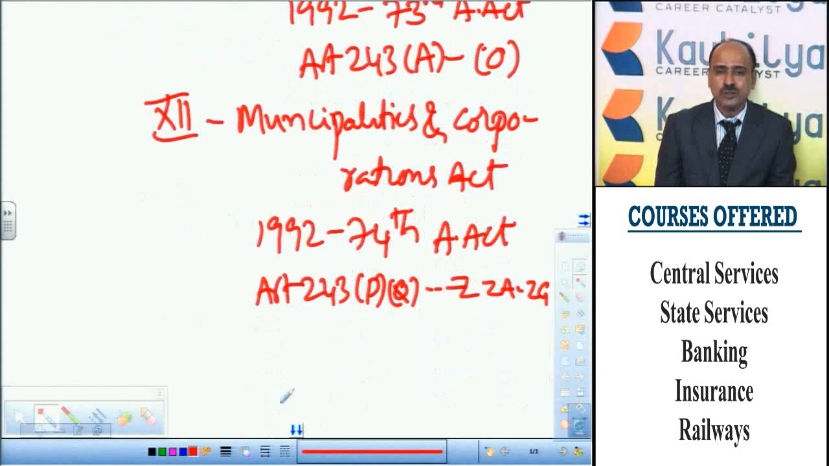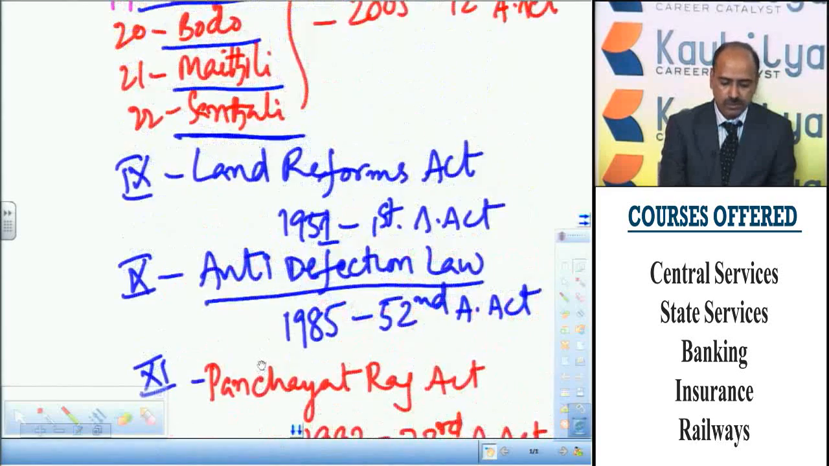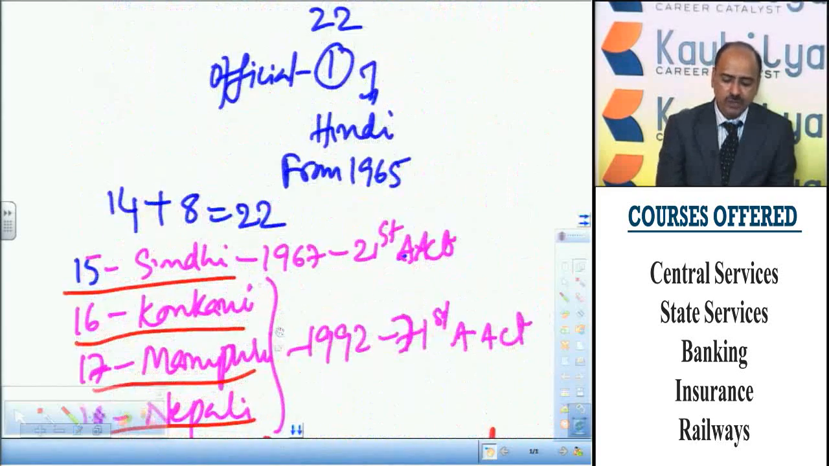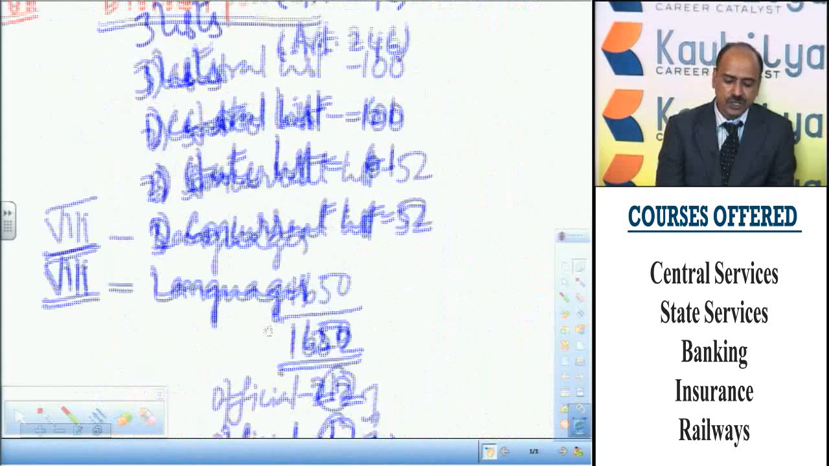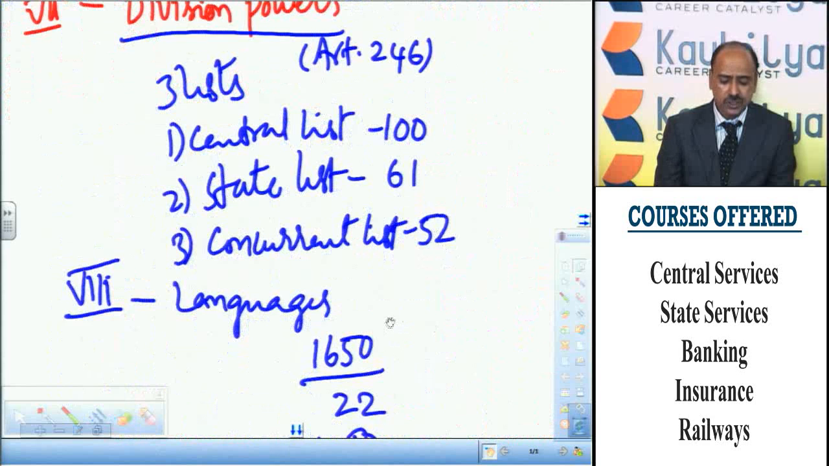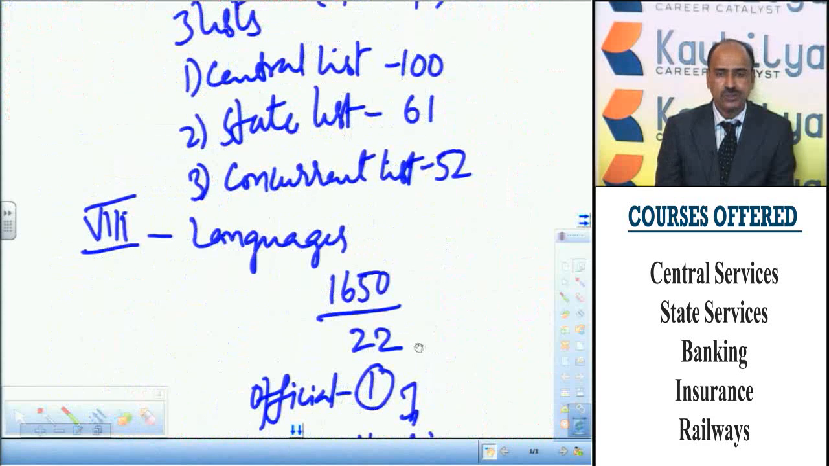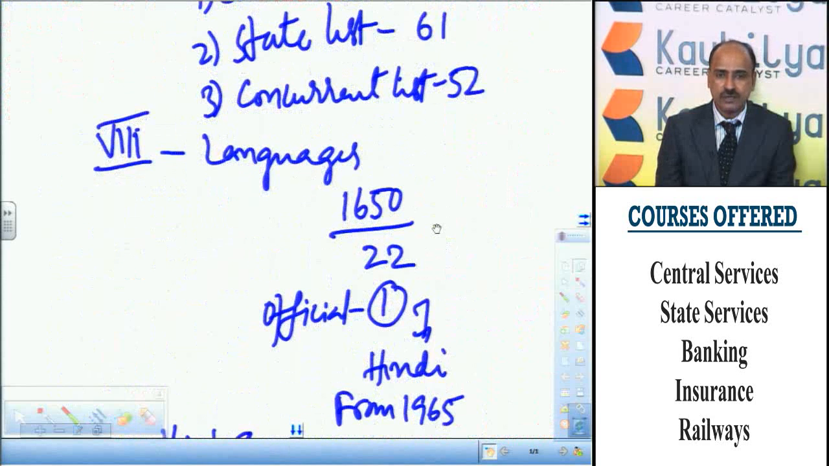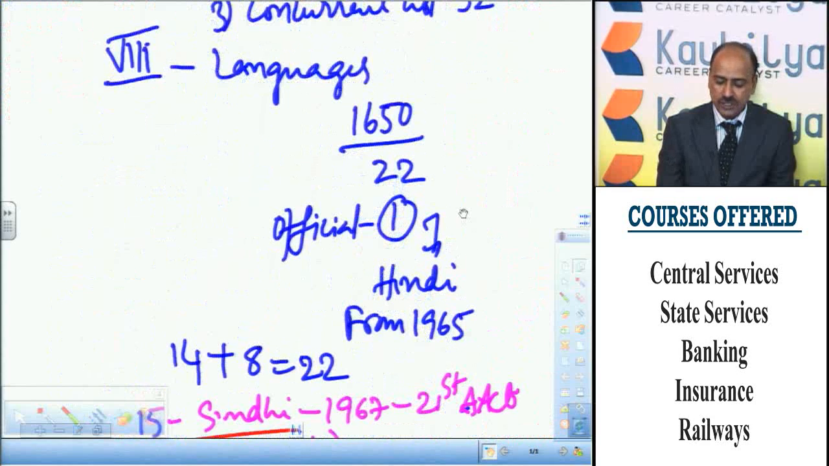So these schedules from the 7th onwards are very important. The Seventh explains the division of powers. A total of 3 lists are mentioned under division of powers: central list, state list, concurrent list. The 8th Schedule explains languages. A total of 22 languages are identified in our Constitution, but the official language is only one, that is Hindi, from 1965.